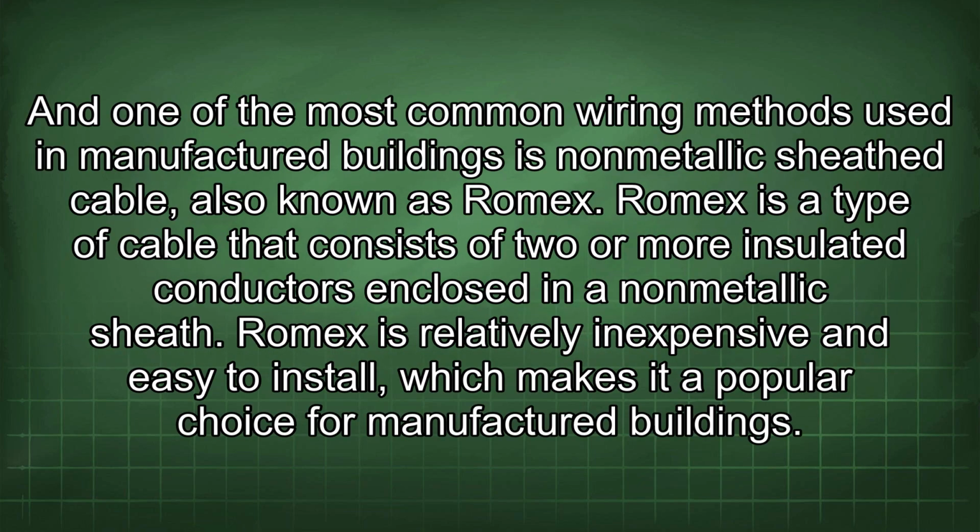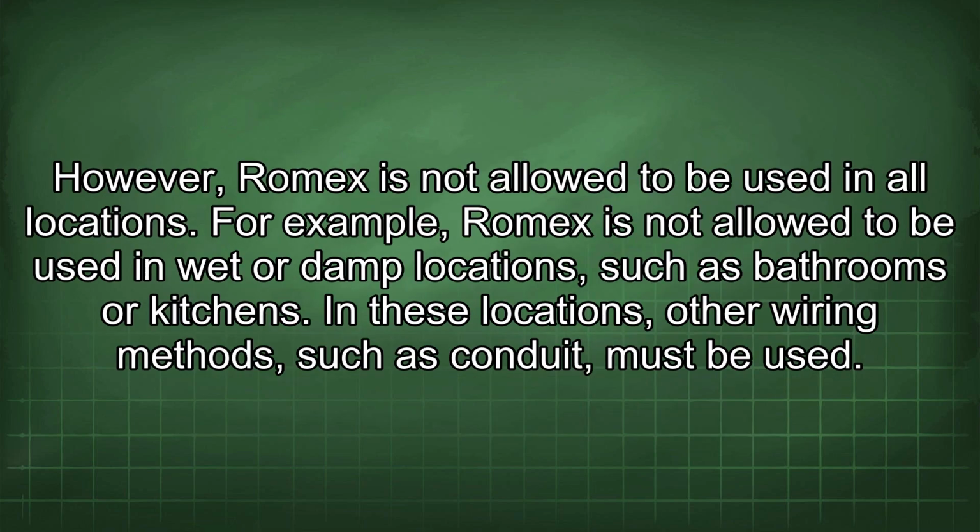And one of the most common wiring methods used in manufactured buildings is non-metallic sheath cable, also known as Romex. Romex is a type of cable that consists of 2 or more insulated conductors enclosed in a non-metallic sheath. Romex is relatively inexpensive and easy to install, which makes it a popular choice for manufactured buildings. However, Romex is not allowed to be used in all locations. For example, Romex is not allowed to be used in wet or damp locations such as bathrooms or kitchens. In these locations, other wiring methods such as conduit must be used.